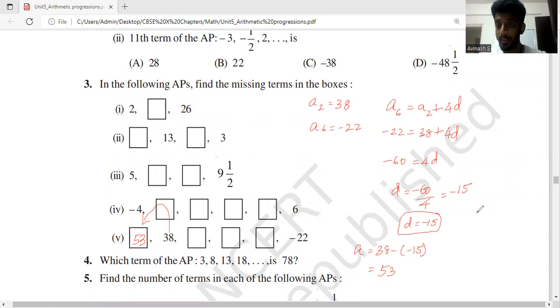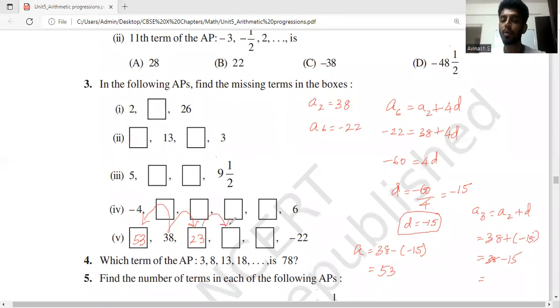Now to get the third term, what we do is we add the common difference to A2. For this, we have to add the common difference to get the third term. So now A2 is 38. We are trying to add, but because of the sign of the common difference, it gets subtracted. So 38 minus 15, we will be getting 23. So that will be the third term.